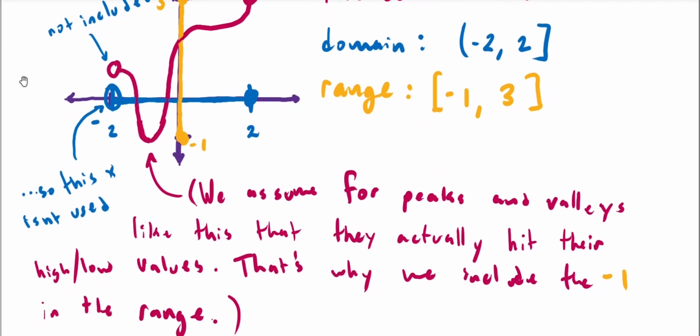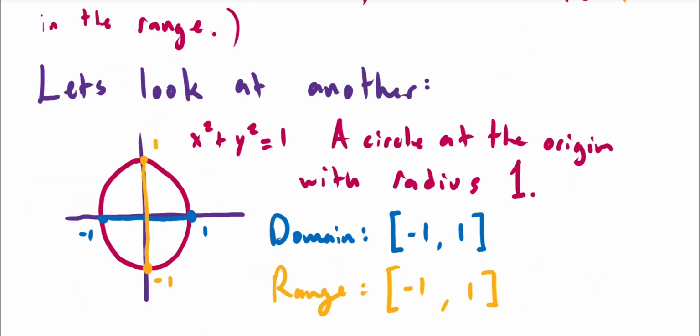Let's talk about that. I didn't include this 2 because this x value isn't actually used. I did include this -1 because generally, if a function looks like it attains a peak or a valley like this, we will say that it does actually hit the point that it looks like it hit. So it really should attain -1 here. -1 is a value that should actually be hit at this point. So we assume for peaks and valleys that they actually hit their targets, and that's why we're going to include -1. Let's look at another nice example.